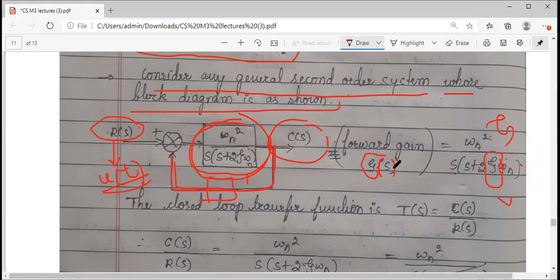Okay, it is zeta. So I have chosen this general block diagram whose forward gain, that is G of S, has got a form like this, and you can observe the denominator, it is S square, second order hai. Okay, this is one general system, a forward gain I have taken. Now coming to the analysis.